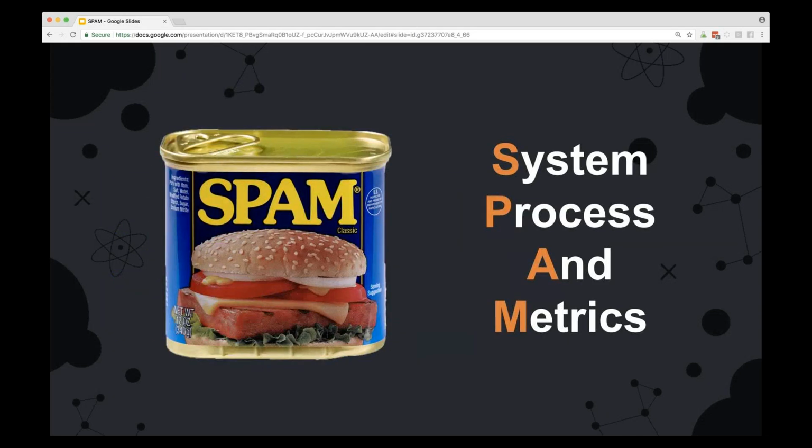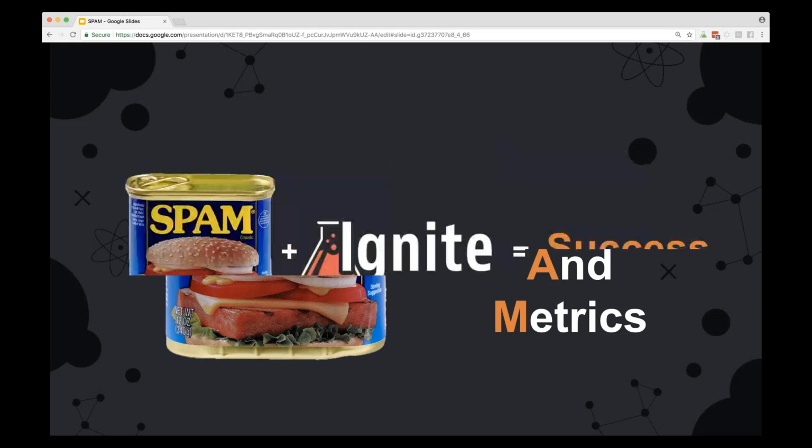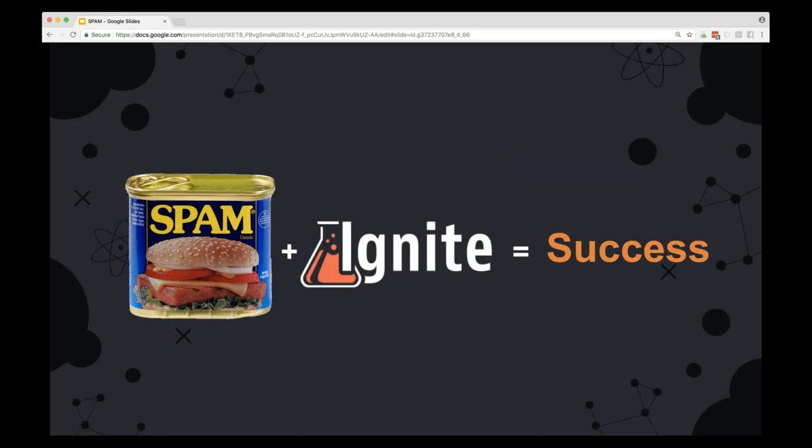And so that's the spam method, right? Putting in a system, a process, and metrics, knowing the metrics that you want to assess your campaign by. And then finally, spam plus Ignite equals success.